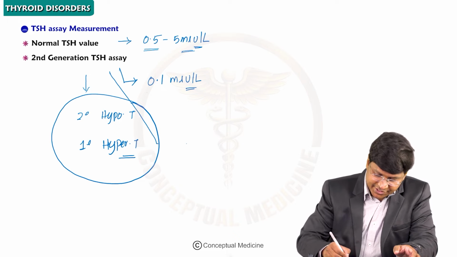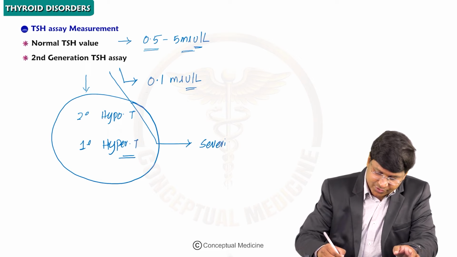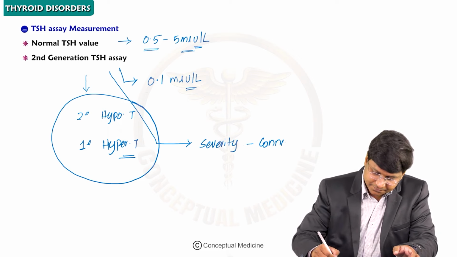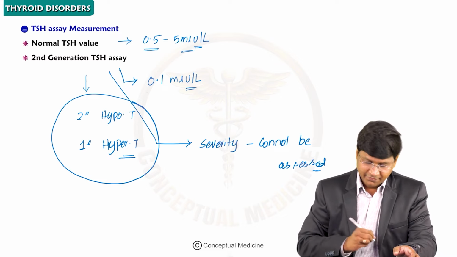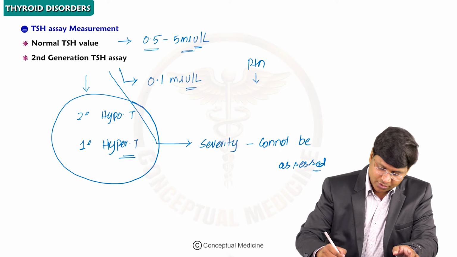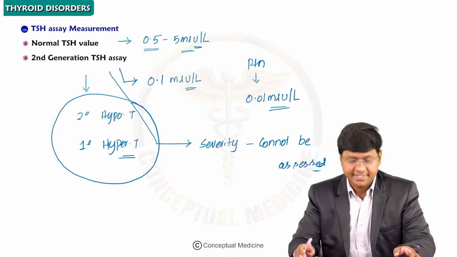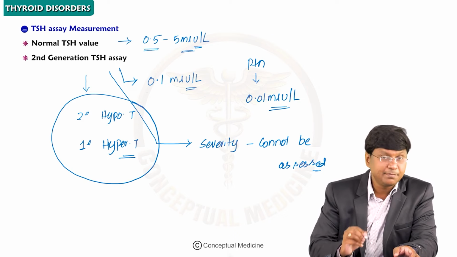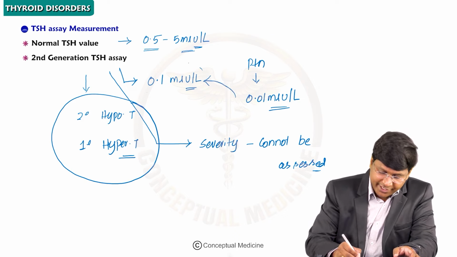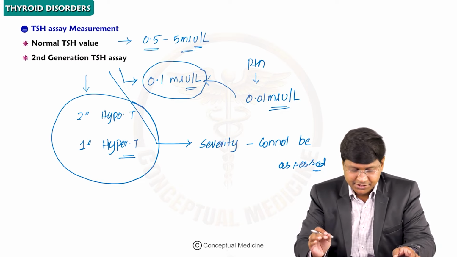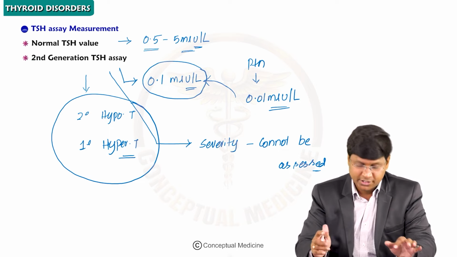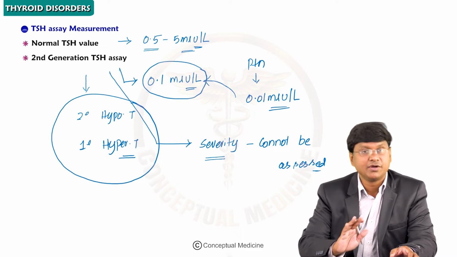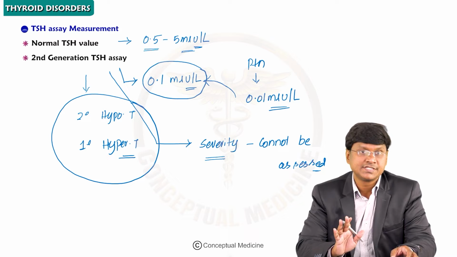But the problem with the second generation TSH assay is that the severity of thyroid related disorders cannot be assessed. For example, the patient has a TSH of 0.01 milliunits per liter, but with the help of the second generation assay, it will give you the value as 0.1 itself. That means the severity of thyroid related disorders cannot be diagnosed. That is the problem with the second generation TSH assay.